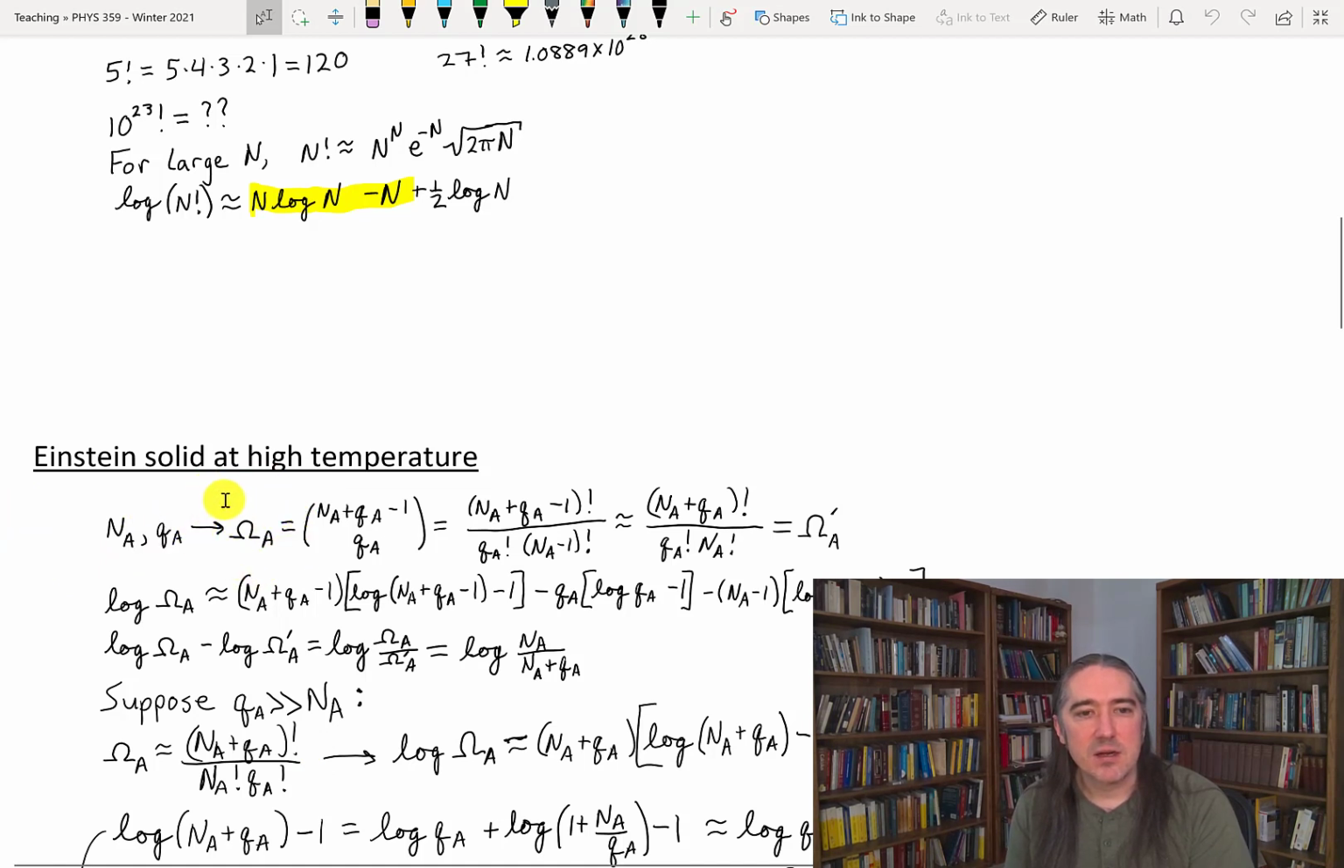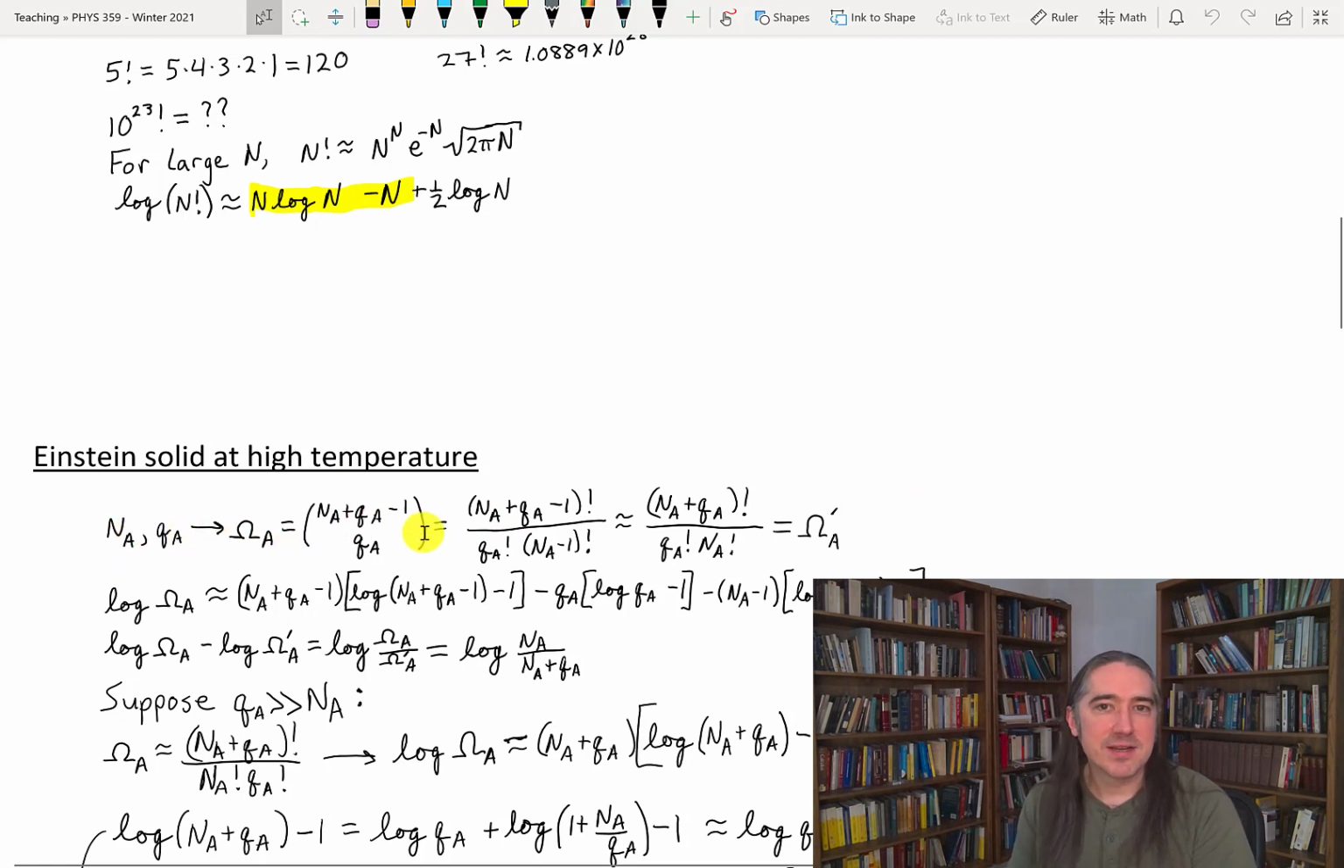So to start with, let's just remind ourselves of the Einstein solid. Its number of accessible states for n oscillators and q excitations is this combination, n plus q minus 1 over q, or n plus q minus 1 choose q. We should be careful not to say over so you don't think we're talking about a fraction. And you'll notice I've put subscript a's on all of these.